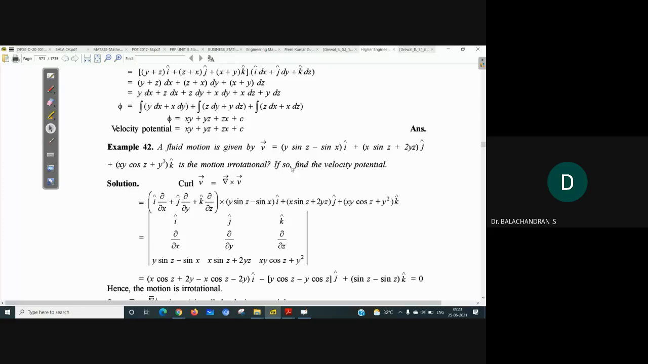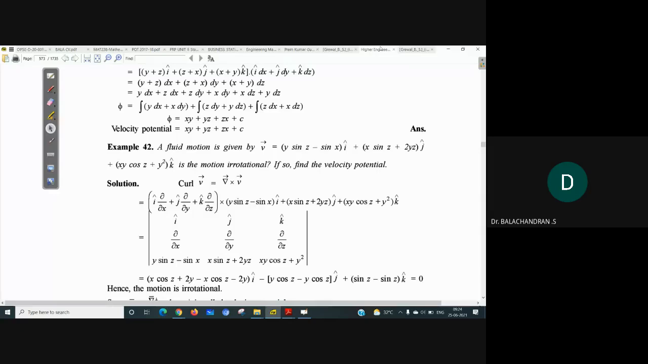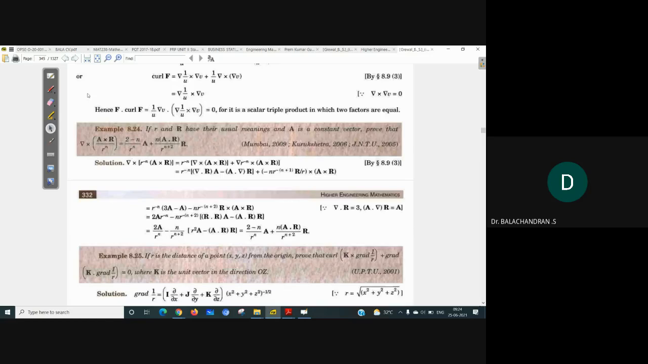So here it is, you can see. A fluid motion is given by V vector, is the motion irrotational? If so, find the velocity potential. Actually, this book is a Das book. I think I shared this book. So the question setter may set the questions either from Grewal book or Das book or Veerarajan. But you should know the basic concepts. Sometimes if you don't know the other names, then it is a little bit difficult to answer the question. That's why you should go through the remaining books shared through WhatsApp and GCR. I think Grewal book I shared through GCR.